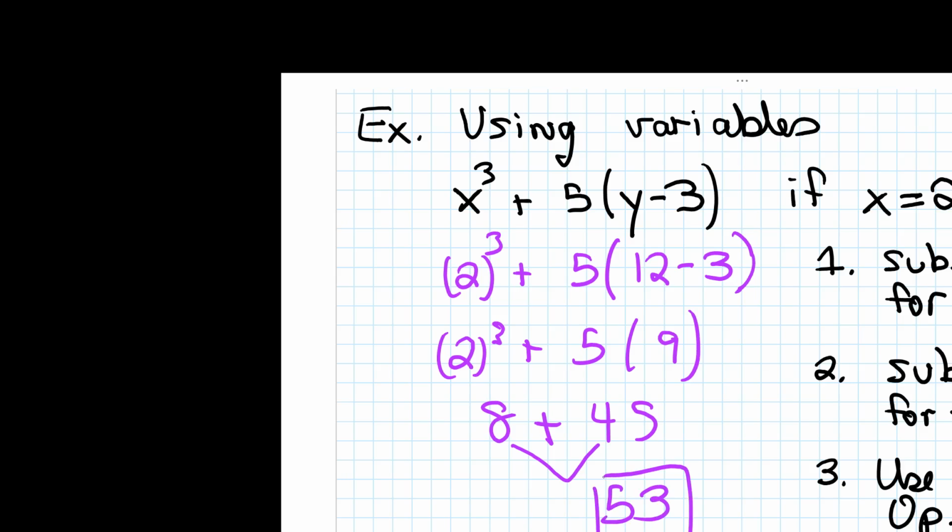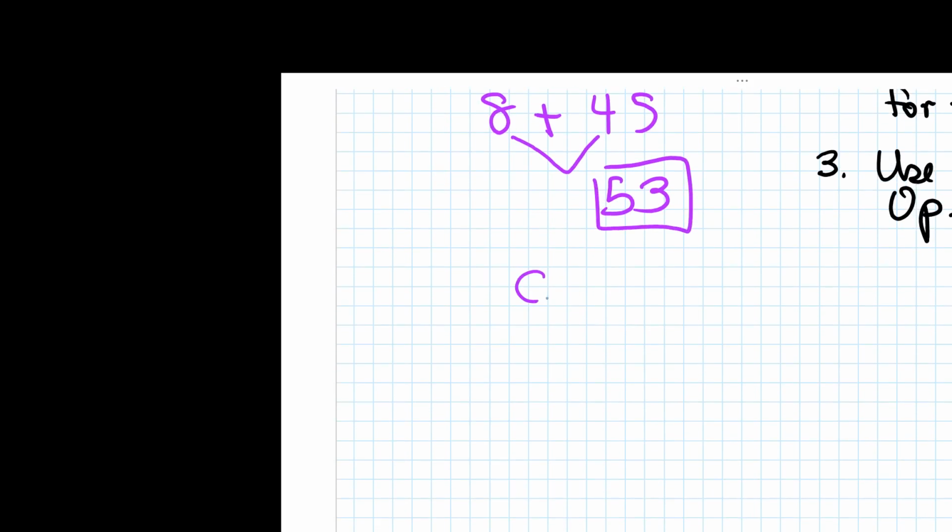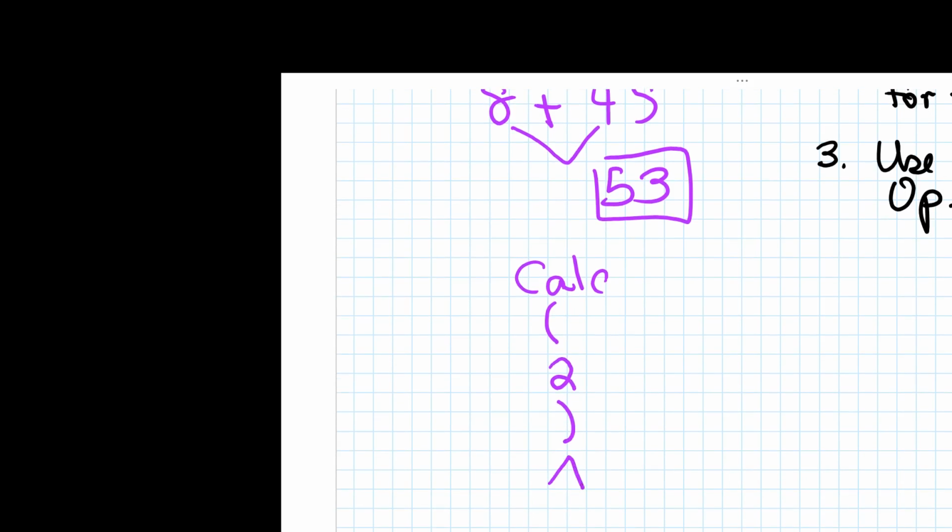Does anyone know how to do that on your calculator? Let's see if we can try it on our calculator. You have to type in the parentheses. So everybody listen. If you have your calculator out, you use the open parentheses. So let me show you. I'm going to show you what to type in. You're going to hit open parentheses. Then you are going to hit 2. Then close the parentheses. Caret sign 3.